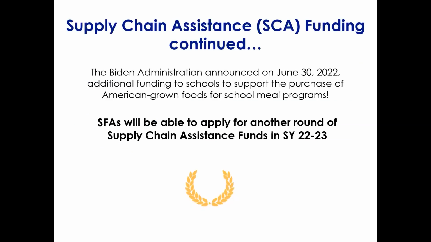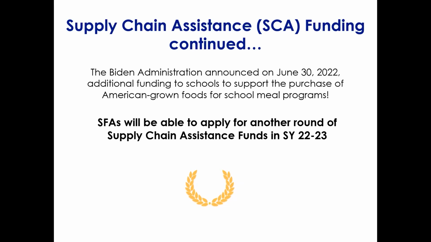Next slide, please. The Biden administration announced on June 30th, which was about a month ago, that additional funding to schools to support the purchase of American grown foods for school meal programs was approved, and that will be coming this year sometime. You'll be able to apply for another round of supply chain assistance funds. So take advantage of this if at all possible, because it's a very good deal.